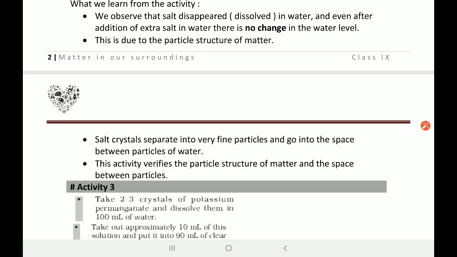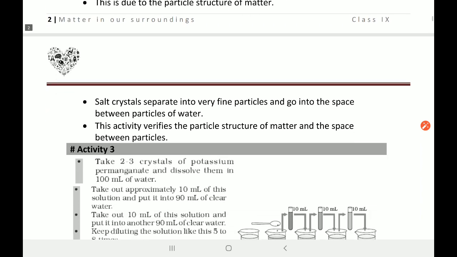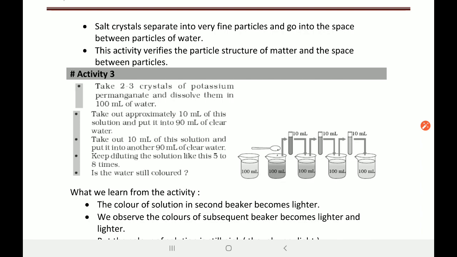The activity verifies the particle structure of matter and the space between the particles, which we can easily see. So we can easily verify here that matter is made up of tiny particles and there is a space between the particles, right? Got it? Okay, now this is activity number 3. This proves that particles are very, very tiny, and there are thousands, or rather lakhs, of particles available in just a small spoonful of any kind of matter.